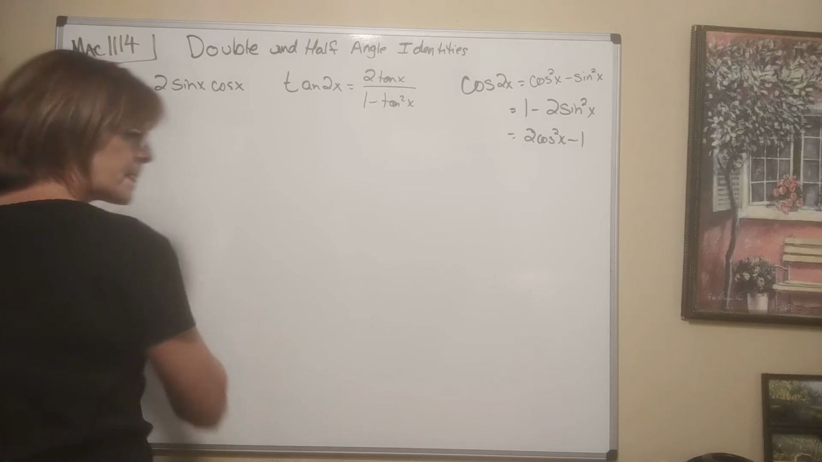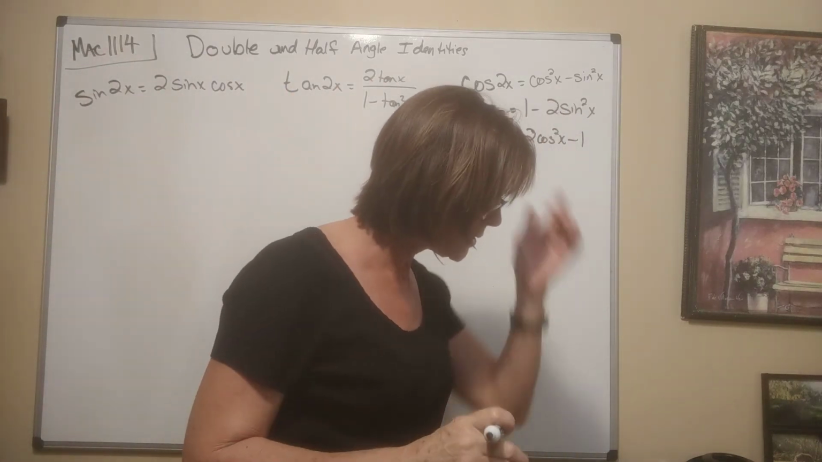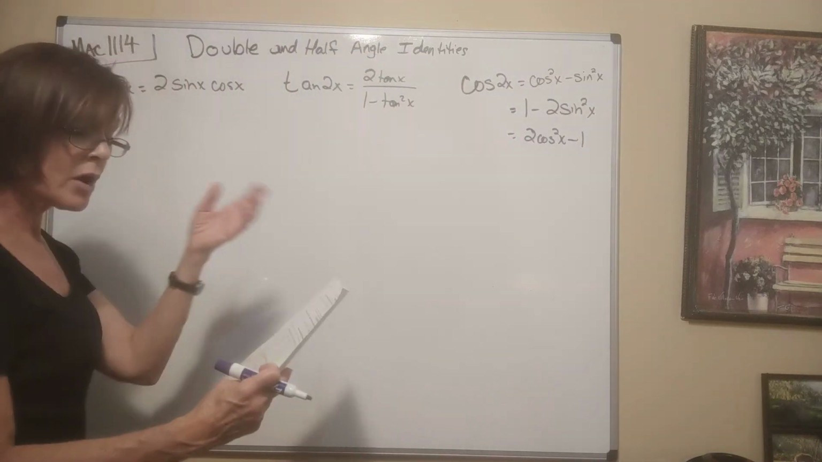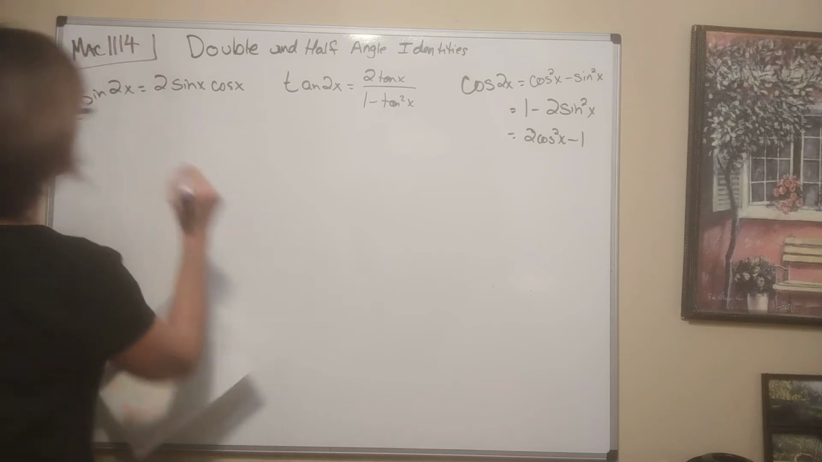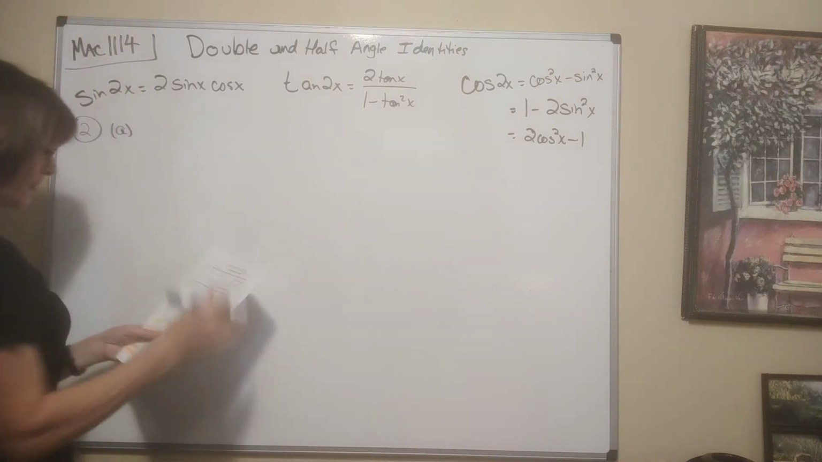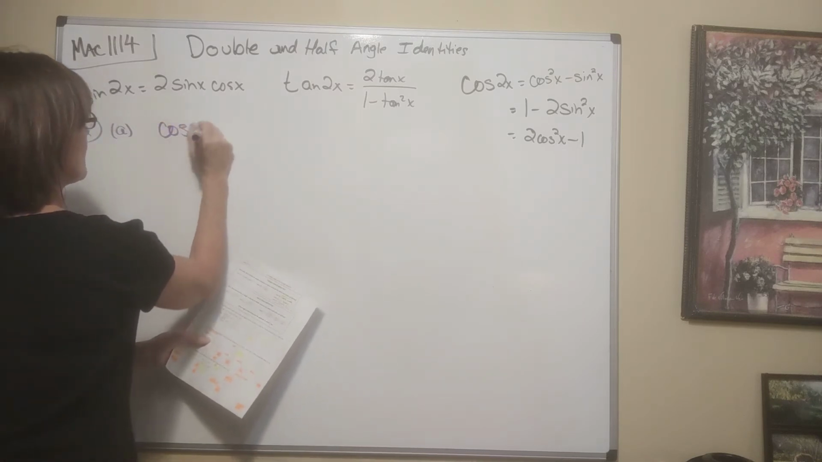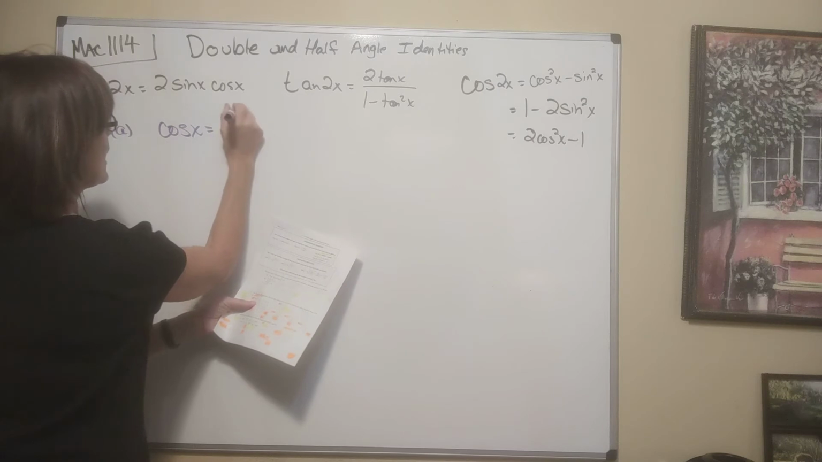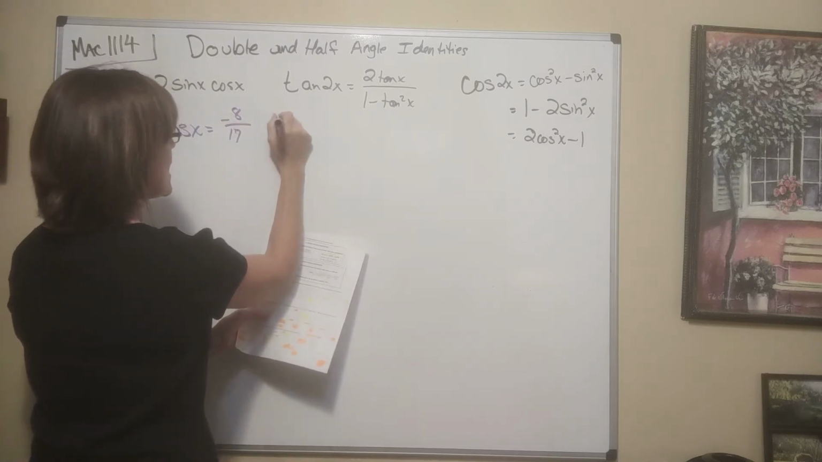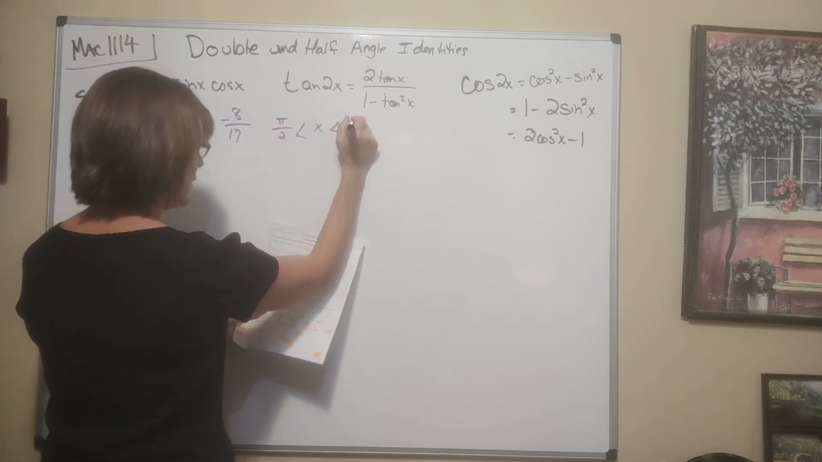So here we go. The first one says use the given information to find sine of 2x, cosine of 2x, and tangent of 2x. What quadrant does 2x lie in? And then for part A, they say the cosine of x is equal to negative 8 over 17, and x is in between pi over 2 and pi.